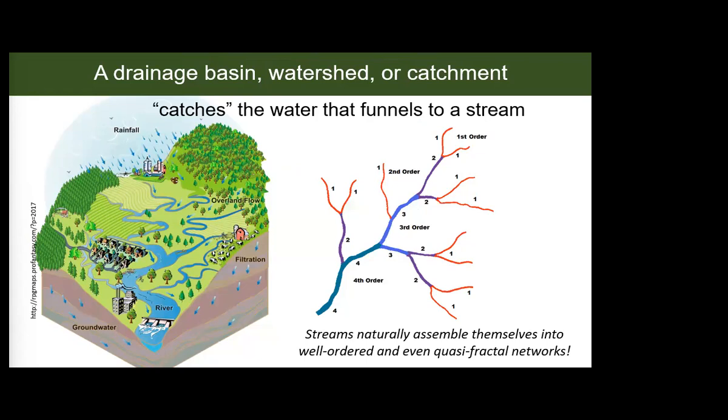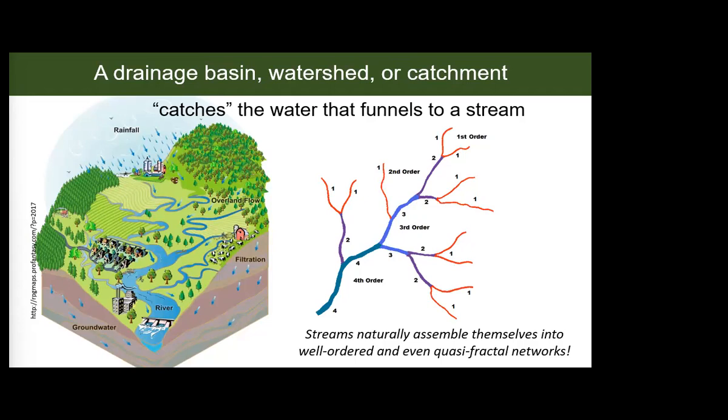So if we have a single tributary, that's considered a first order stream. That means nothing else flows into it except surface runoff and groundwater. That's the only thing feeding those streams. So those are in the red there at the top.